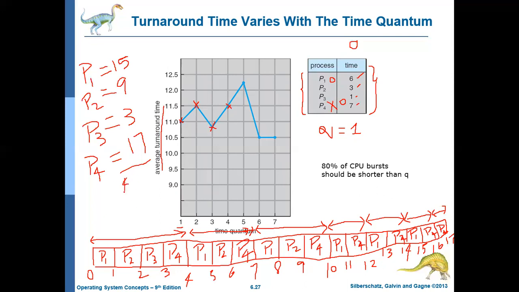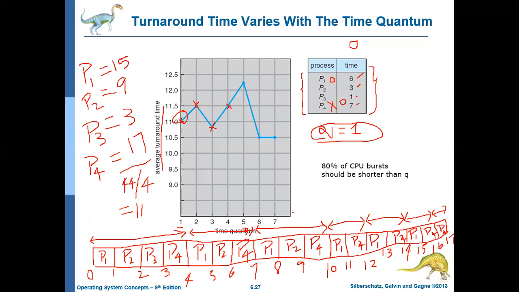So 44 divided by the number of processes. The number of processes is 4, so 44 by 4 is 11. That is how you got this particular value 11. So 11 will be the average turnaround time if the value of Q is 1. Like that, you should calculate what the turnaround time will be if Q is 2, 3, 4, 5, 6, and 7.